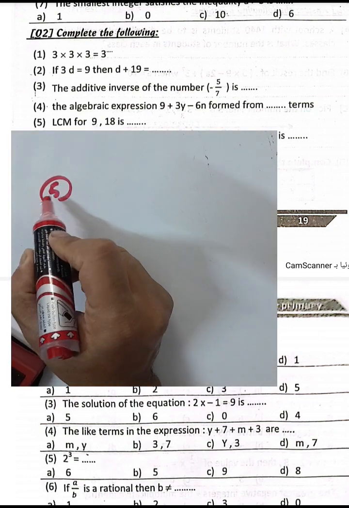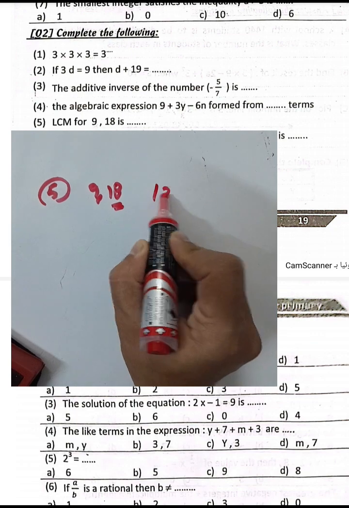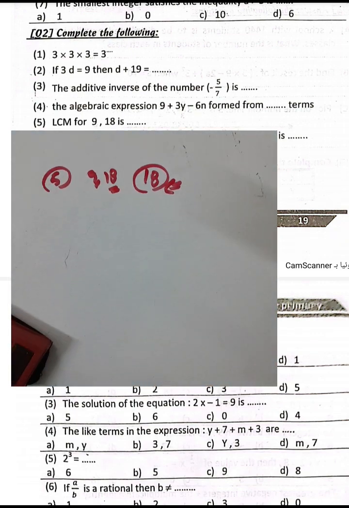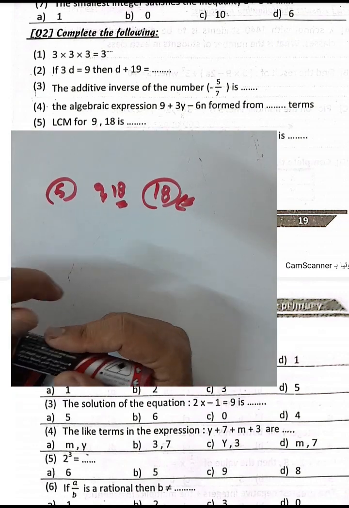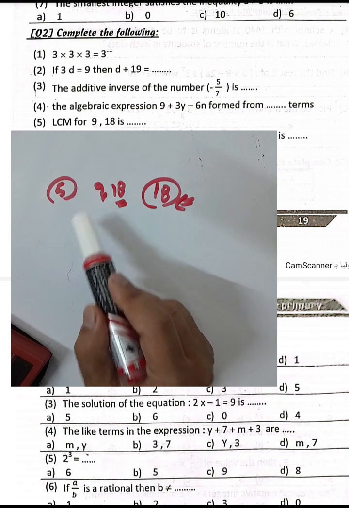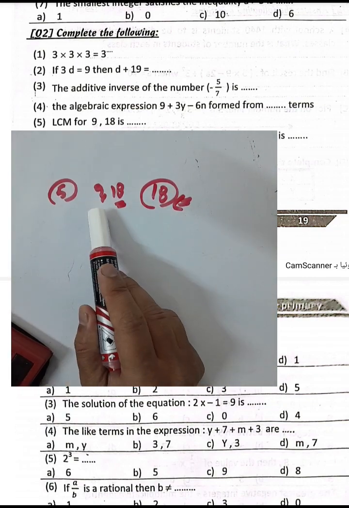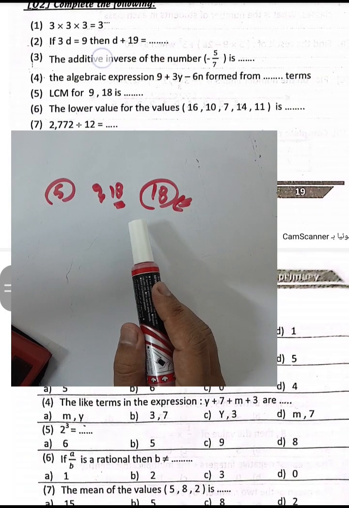Question number 5. The least common multiple between 9 and 18 will be 18. We call 18 the least common multiple between 9 and 18. Why? Because 18 can be divided by 9. And 9 we call the highest common factor between them, or greatest common factor, which will be 9. But 18 is the least common multiple of the two numbers. If the greater number can be divided by the smaller, the greater number is the least common multiple. Question number 6.